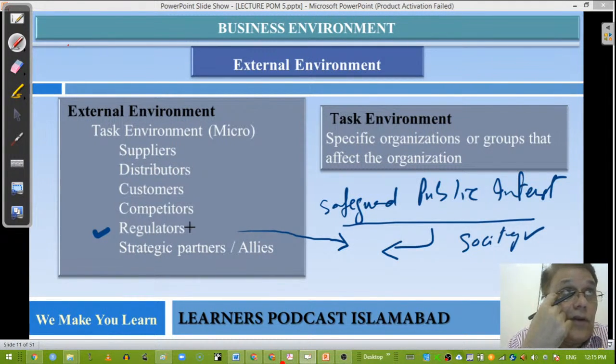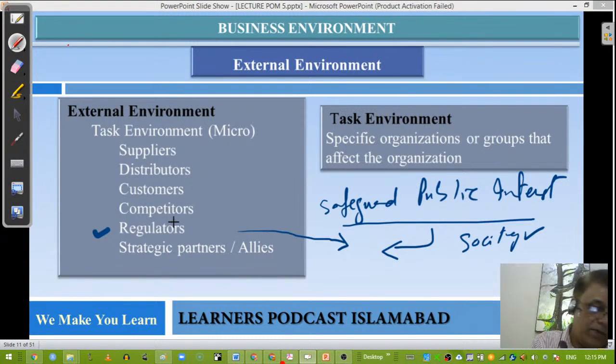For example, you have seen these days that the government is taking very strict actions in our country on the quality of food restaurants and food manufacturing businesses. They are keeping very strict vigilance on this. They have to follow all the rules and regulations. So there are government regulations that keep an eye on these things.